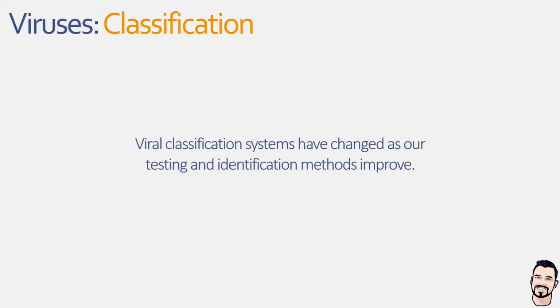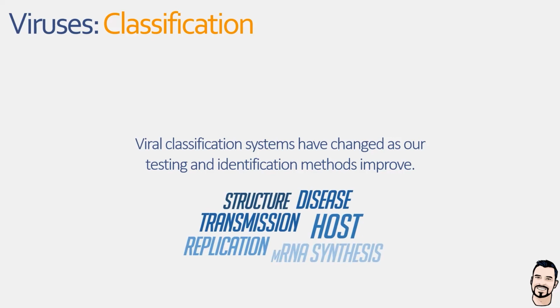And so historically, when we look at how we used to classify viruses, it was based on things like their structure, the type of host infected or the tissue they infected, how they're transmitted, and the type of disease they caused. However, as our technology and understanding of molecular biology advanced, so did our classification methods. And so today we classify viruses based on information such as their genetic material and how they replicate their genome.